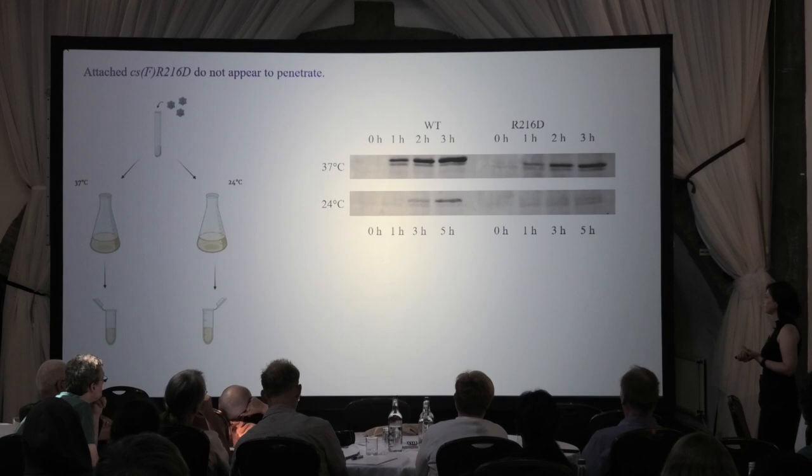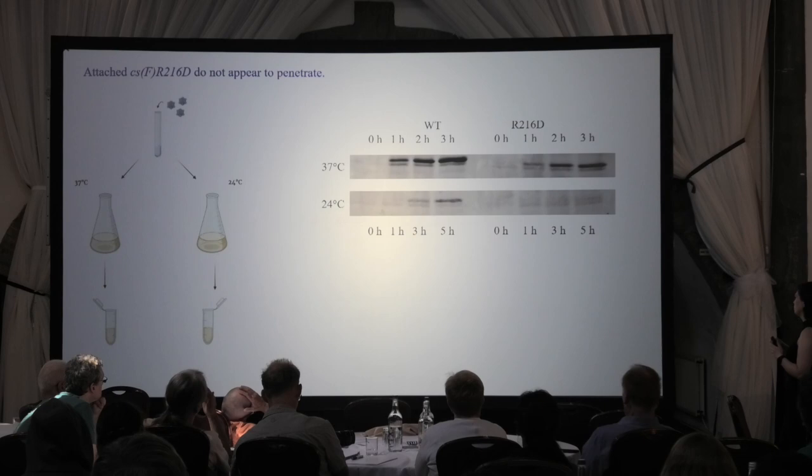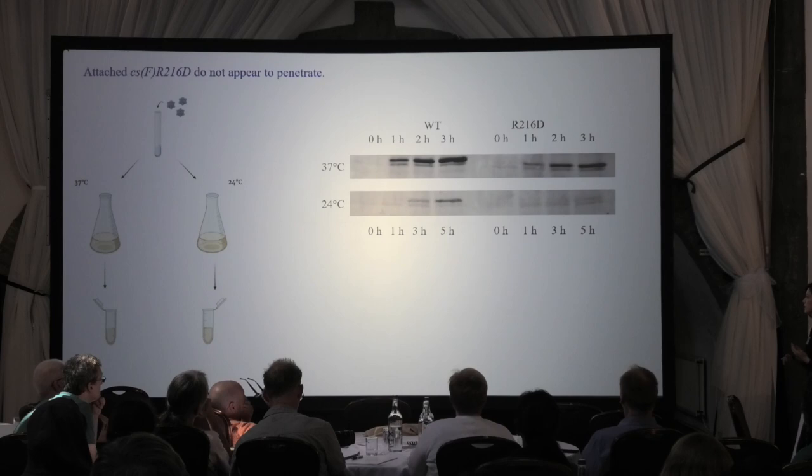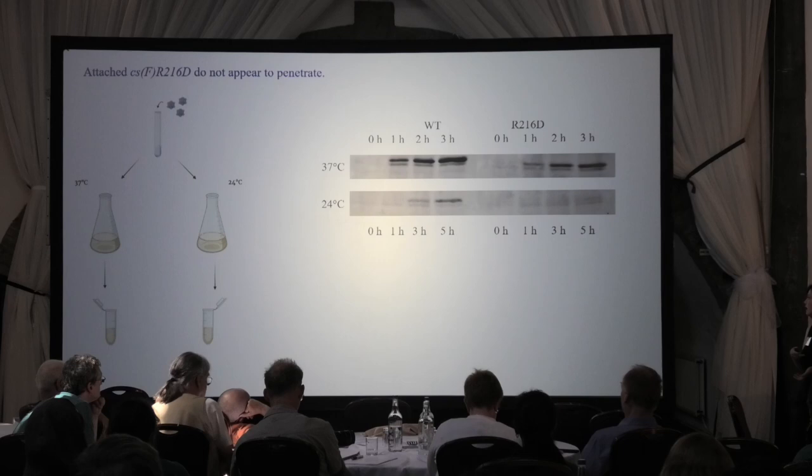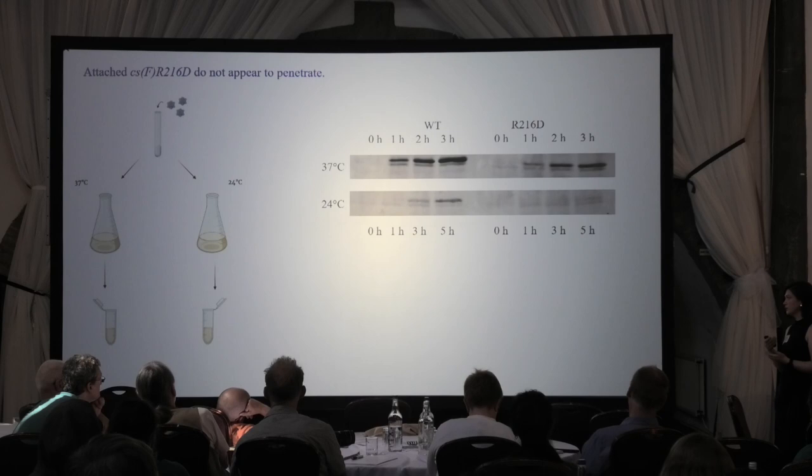And then when we look at the 24 degree infections, which we took samples at more spread out time points, we can see that wild type at 24 is starting to form that coat protein band as time progresses, taking a little longer just because the infection is running slower at those lower temperatures. But we don't see those protein bandings for the 216D mutant at this temperature. So between the attachment assay and this time course experiment, we've determined this mutant is attaching to its host, but it appears to not be able to penetrate and cause an infection in its host.